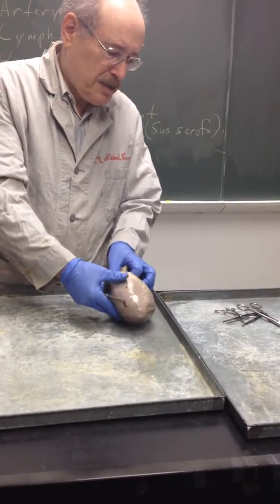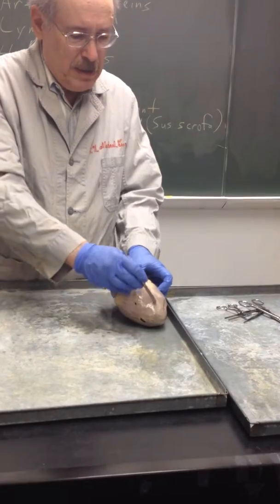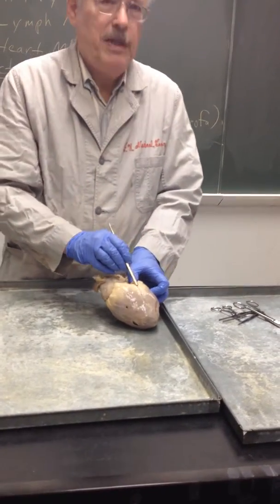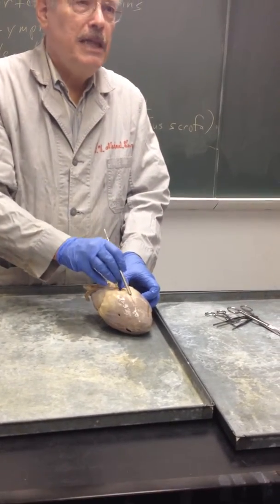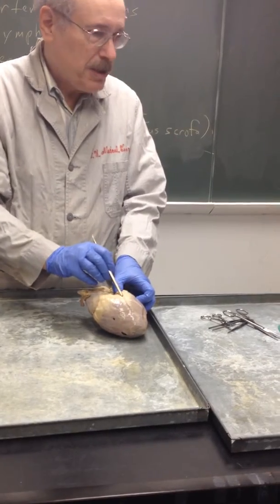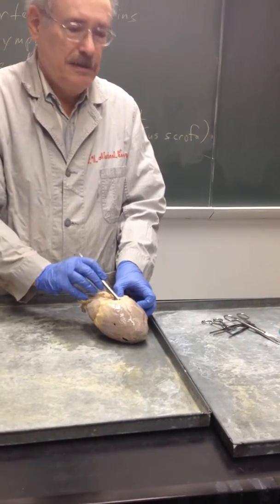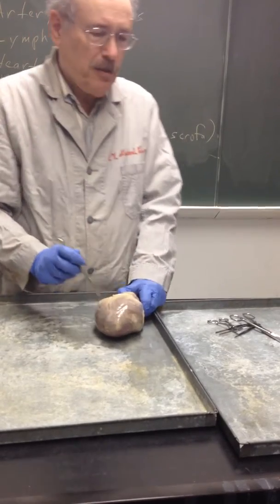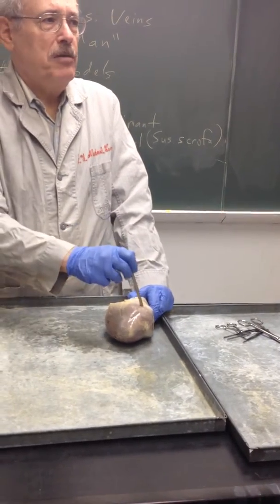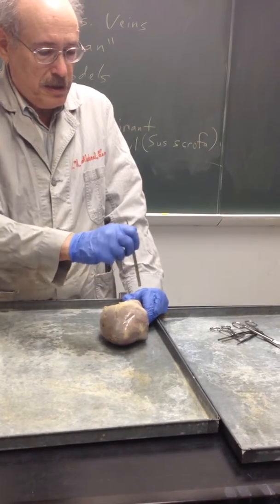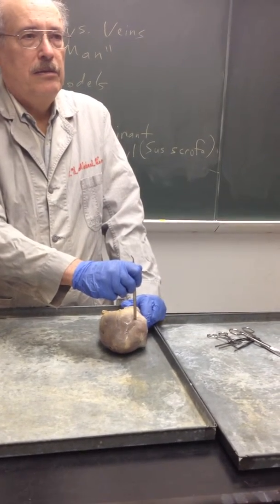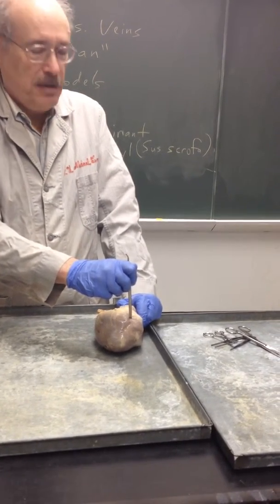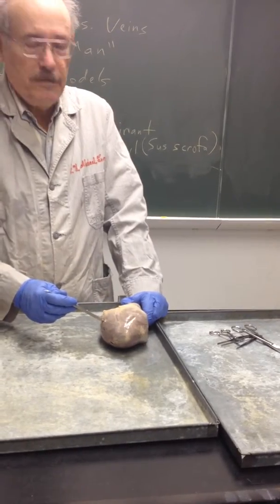All right, we turn this around. Here again we see two small blood vessels in the posterior interventricular groove. This is the posterior interventricular groove. Since this is the back of the organ, its right will now be to your right. So this is the right ventricle. This is the left ventricle.